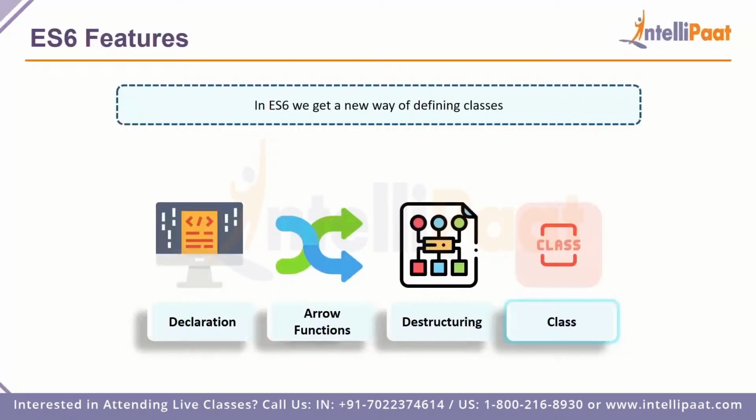Now let's take a look at classes in ES6. Now let's take a look at the class keyword. So in ES6, we get a new way of defining classes. As we have discussed earlier, in JavaScript, creating classes and objects is a little tricky because unlike other languages such as Java and Python, they have their own way of creating a class. And if you learn how to create a class and create an object in one language, you can pretty much learn how to do that in other languages as well.